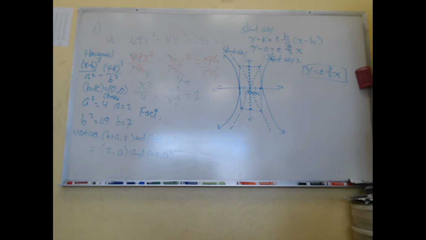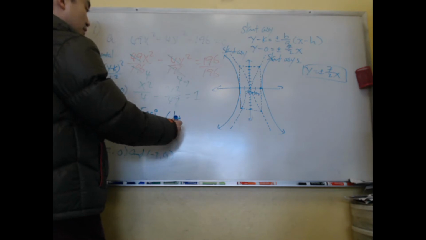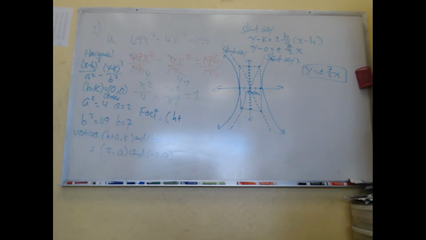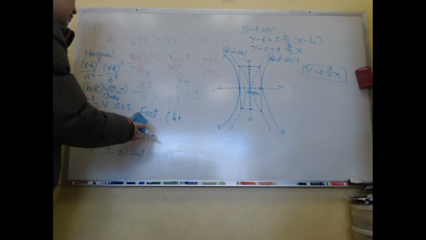If that's considered horizontal, h plus c. So h plus, wait, c, right? Yeah, we haven't found c yet. How do you find c? Square root of a squared plus b squared. Okay, let's find c first.